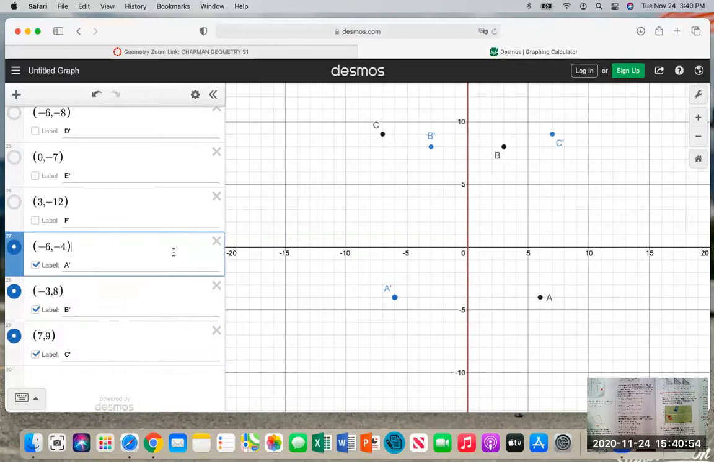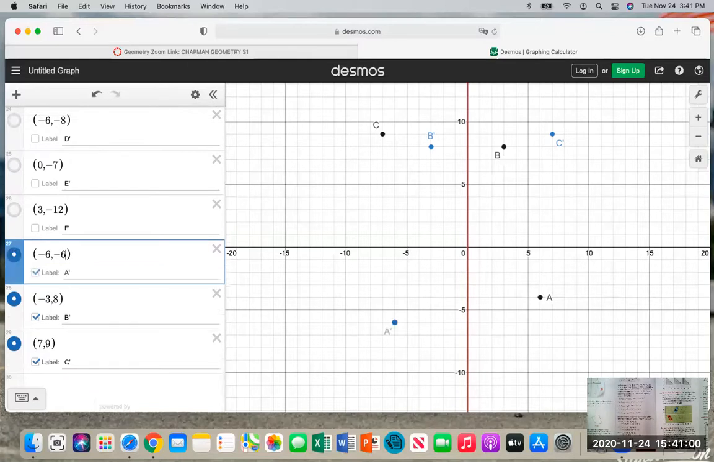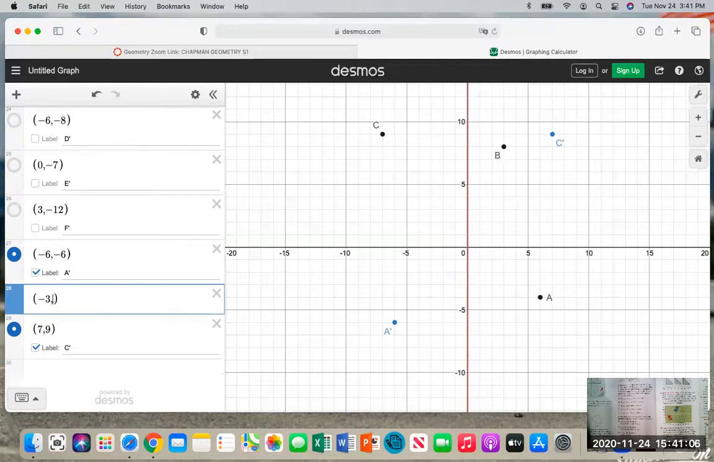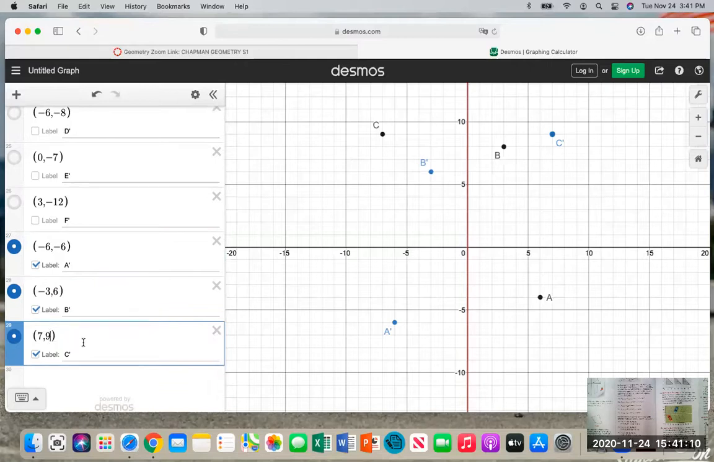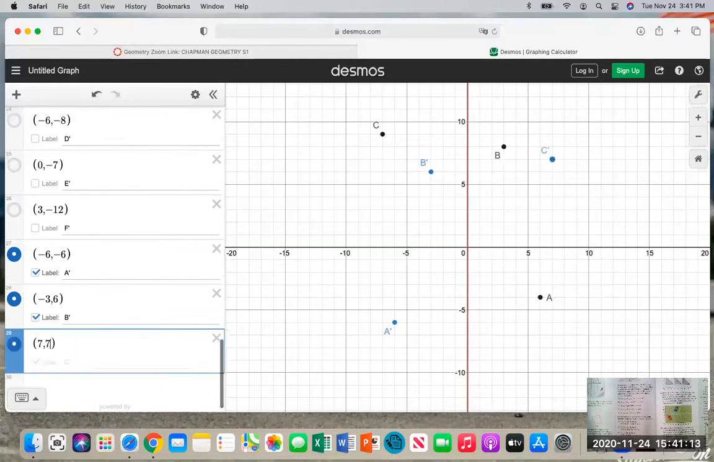So A prime is just going down 2. So it's going to go from -4 to -6. B prime is -3, 8, so it's going to go down 2. So it's -3, 6. C prime is at 7, 9, so it'll go down 2 to 7, 7.